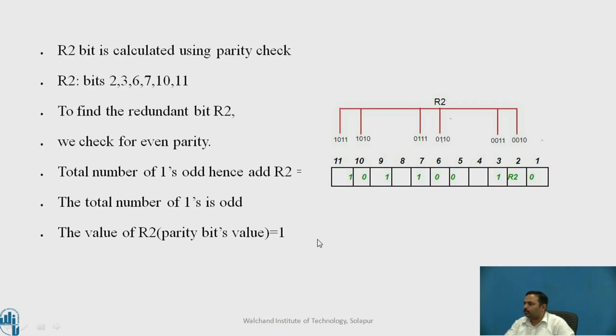Now calculate for R2. R2 bit is calculated using parity check. Same procedure we have to follow. R2 bits 2, 3, 6, 7, 10, 11. Now we have to check the least position of ones. How many times can we see? 1, 2, 3.